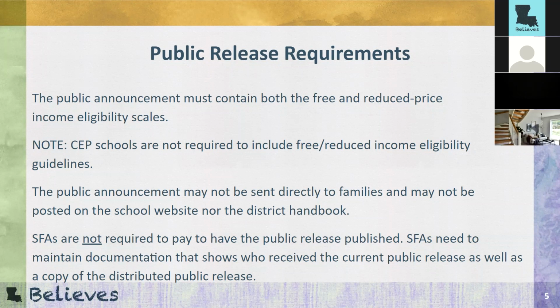You should not send that public announcement directly to families, and you should not post it on your school website or the district handbook. The reason is that it is meant to be a public release. It is meant to reach the public, not necessarily your families. It is intended to be in the newspaper and in unemployment offices, places where you would be reaching families that may not necessarily be your students.